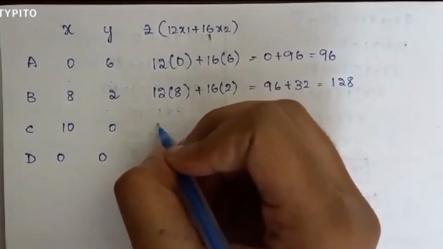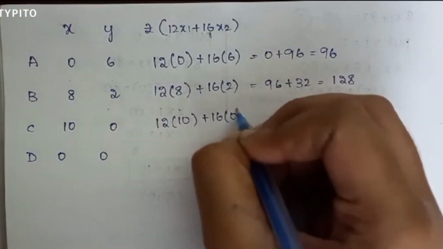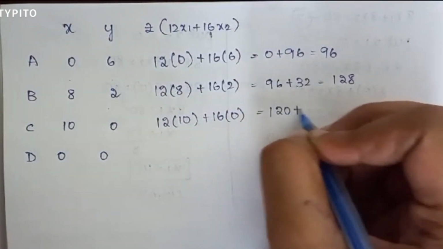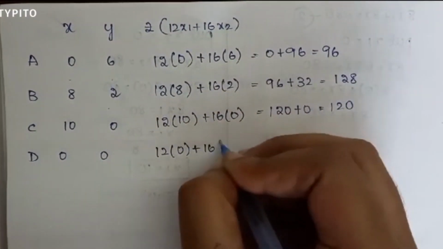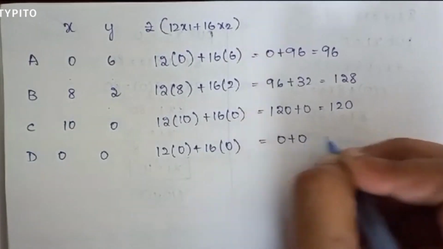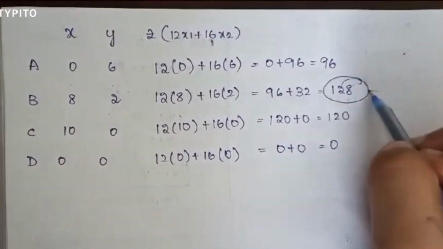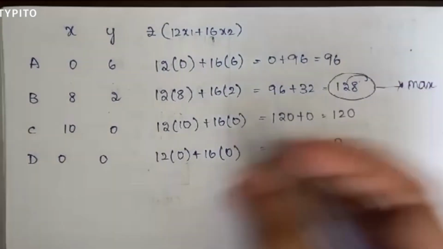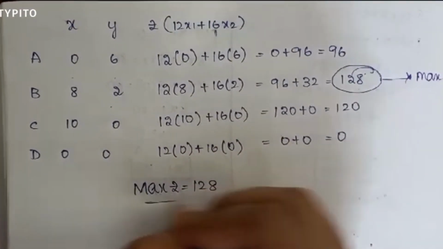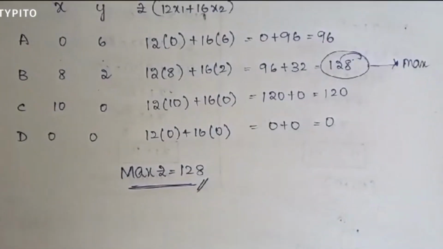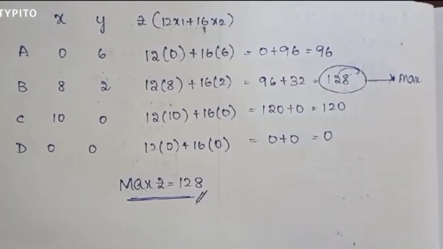128. నెక్స్ట్ C పాయింట్ సబ్స్టిట్యూట్ చేస్తే 12 into 10 plus 16 into 0, 120 plus 0, 120. D పాయింట్ సబ్స్టిట్యూట్ చేస్తే 0 plus 0 is equal to 0. Out of this, which is the maximum value? 128. So this will be my maximum value. అప్పుడు నా మ్యాక్స్ z వాల్యూ ఎంత వస్తుంది? 128. That's it. This is how we solve the maximization problems. In the next video, we shall be solving minimization problems using graphical method.